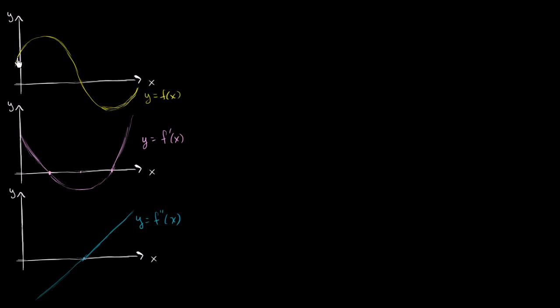What I have here in yellow is the graph of y equals f of x. Then here in this mauve color, I've graphed y is equal to the derivative of f, f prime of x. And then here in blue, I've graphed y is equal to the second derivative of our function. So this is the derivative of the first derivative right over there.